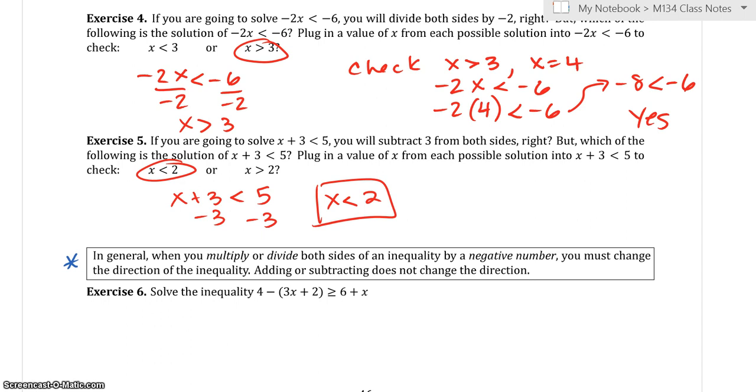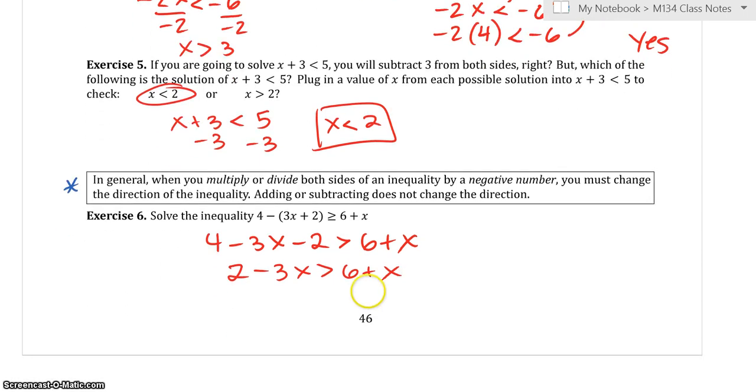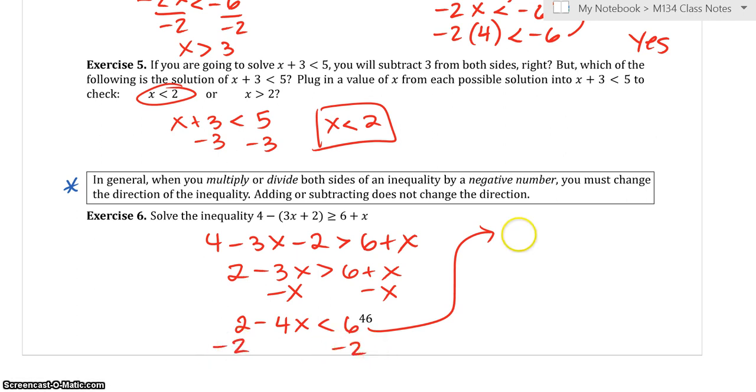Exercise 6. Well, that's going to take a little bit of doing. So what you're going to do first is solve this, get rid of the parentheses, combine like terms. You have a choice of what to do here, but I'm going to subtract x from both sides. I'm going to come over here. Then I'm going to subtract 2 from both sides. And then finally, we're going to divide by what? There it is. Dividing by a negative.